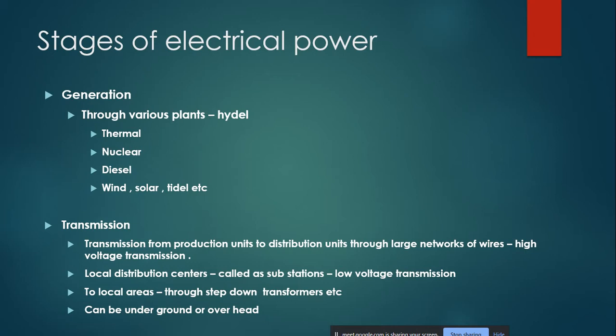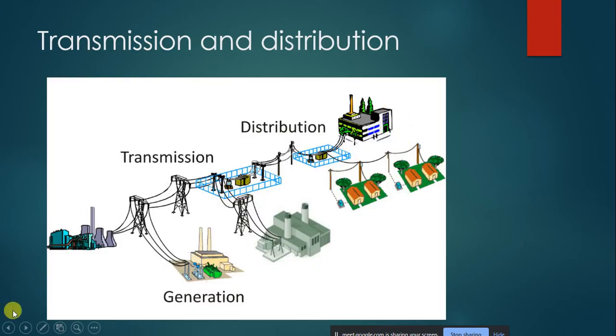For large apartments and large building areas, they transfer it underground in order to avoid unwanted space consumption. There are a lot of advantages and disadvantages in both underground and overhead types of transmission. So let us go with how the transmission and distribution happens.